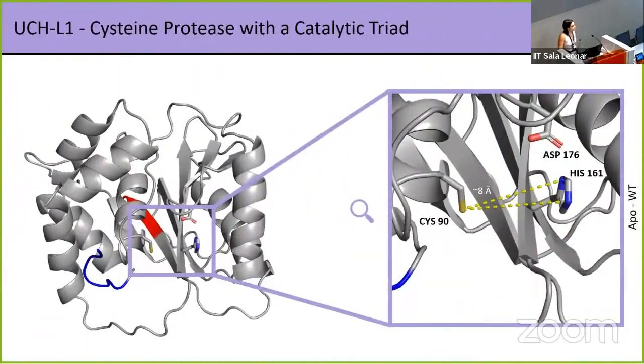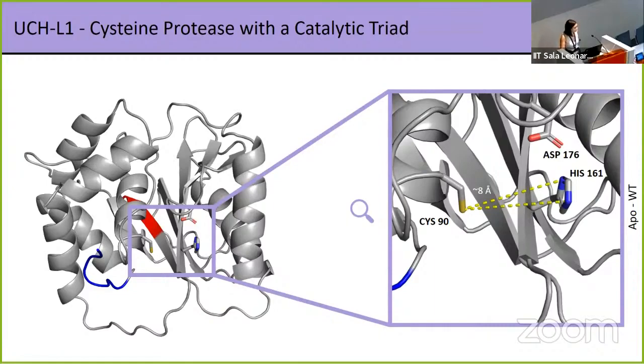So now, still in terms of structure, our protein is a cysteine protease, and it has a catalytic triad, and this one is composed of a cysteine, a histidine, and an aspartate. And as all of you know, in order for a cysteine protease to be in its active form, the cysteine and the histidine need to be closer together, around 4.5 angstroms.